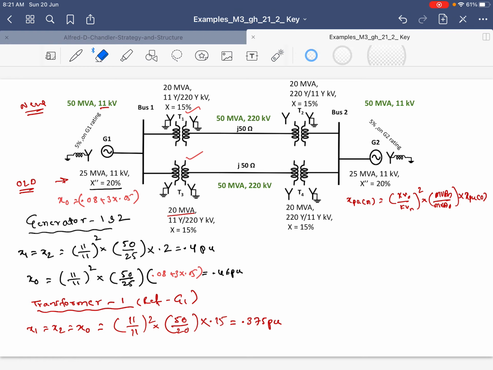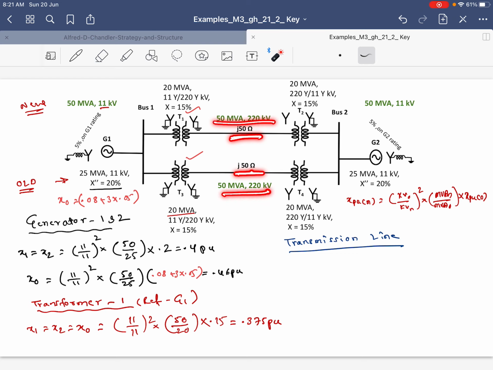This is for the generator transformer 2, transformer 1. Then we'll move to the transmission line. I'll take it for the transmission line. You can look into both the transmission lines. Both the transmission lines have a 50 ohm x1 and x2, and the base quantity is also the same. For both the transmission lines, the value remains the same. Okay, that is how you have to observe and you have to calculate.